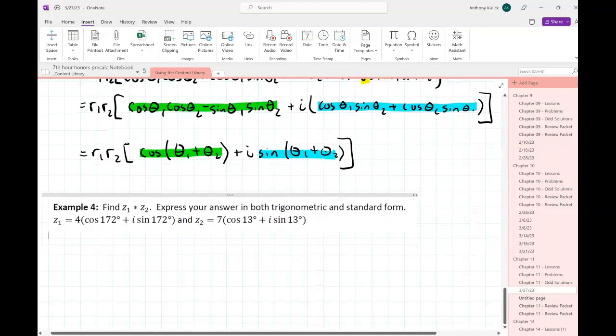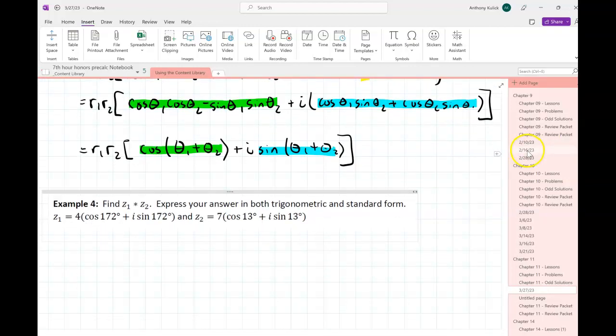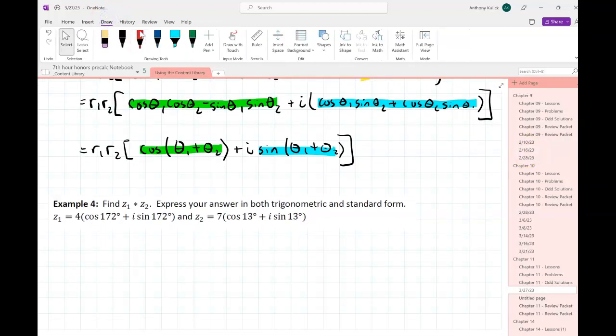So let's look at a quick example here. Make sure we drive this point home. So Z1 times Z2. Feels like I have some kind of weird accent. Okay, well, it's just going to be the magnitudes multiplied together and the directions added together.